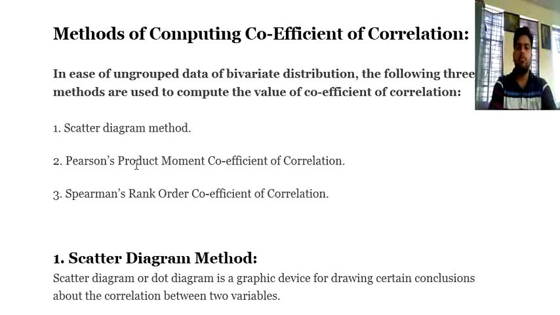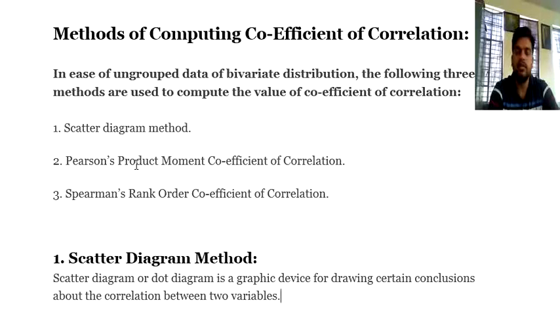The second one is the Pearson product method, the coefficient of correlation. The second one is the Pearson method, Karl Pearson. The full name is Karl Pearson's method of measuring coefficient of correlation. And the third one is Spearman's rank order coefficient of correlation.